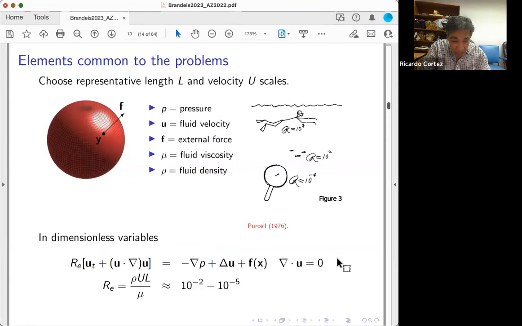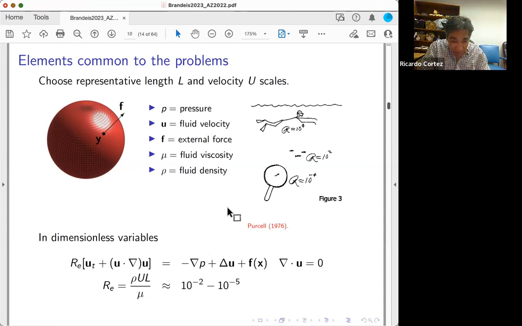I'm sure you have seen all of this. In the equations, P is the pressure, U is the fluid velocity vector, F is the external force, mu is the viscosity, which is considered constant for us at the moment, and the density. Depending on the characteristic length and speeds in the problem, after nondimensionalization, there's only one dimensionless parameter that pops up, which is the Reynolds number. And that Reynolds number is defined here.